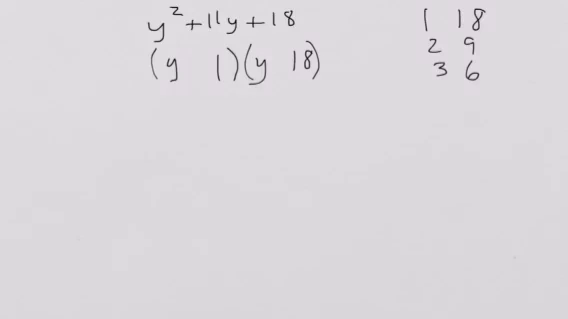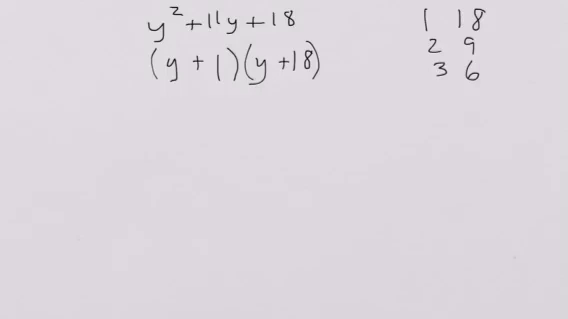then we have to talk about the signs. So the last two numbers, the 1 and the 18, have to multiply to give a positive 18. So that means the signs have to be the same, because the only way to multiply two numbers and get a positive is if they're either both negative or both positive. But we know they both have to be positive because the middle term is positive.